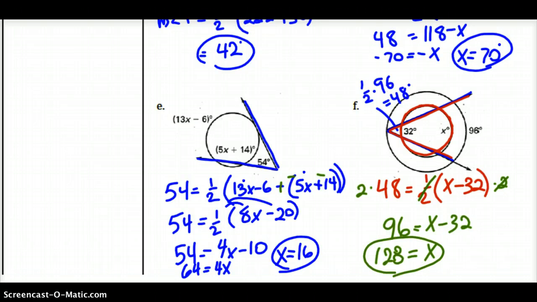So a variety of problems, but most of them had a relationship of 1/2 the sum or 1/2 the difference.